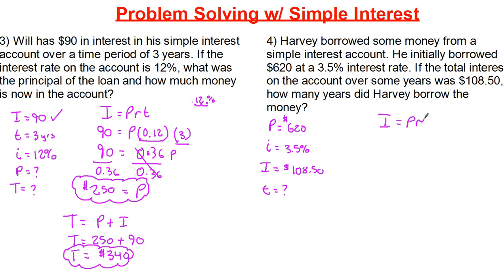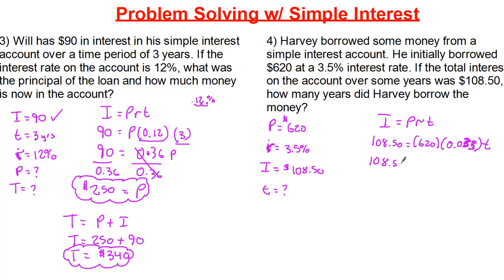I equals PRT. I don't know why I have a little I. This is actually supposed to be R, and this is supposed to be R as well. Okay, so there we go. Alright, so I is equal to $108.50. Principal is equal to 620. The rate is a percent, so I got to move it back 2 times, 1, 2. So it's going to be 0.035. And then the time is just T.